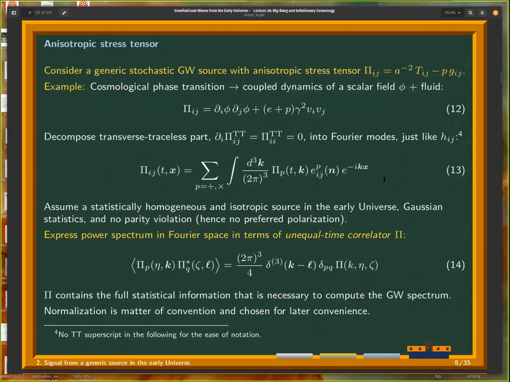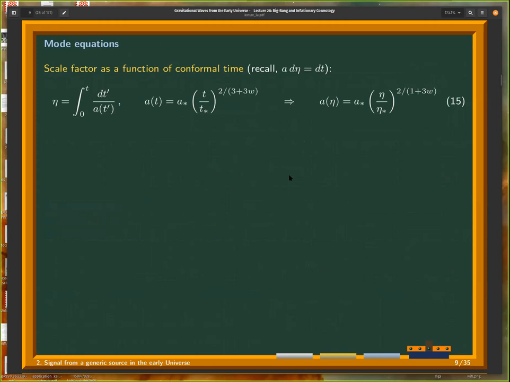I mentioned I want to do this in Fourier space. That's why we performed this Fourier transformation here. I want to write down the mode equations in Fourier space, and I want to do this in a background where the scale factor goes like a power law as a function of time. And here I write this power law in terms of this parameter W. W is the equation of state parameter of a perfect fluid.